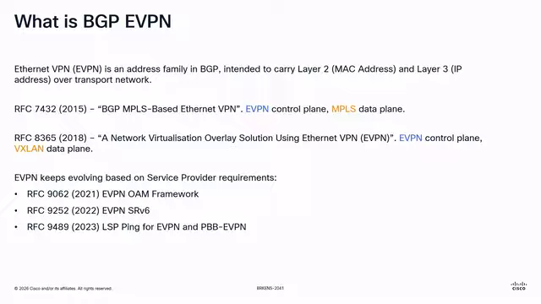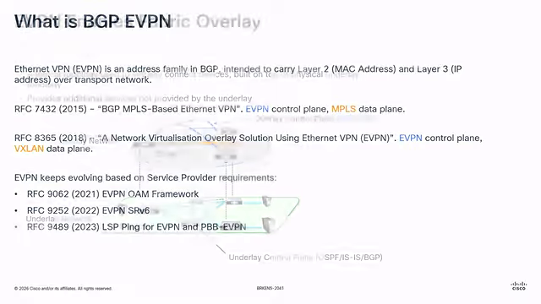I must say that EVPN keeps evolving, mostly based on service provider requirements. As you can see, the OIM framework and EVPN SRv6 are all mostly SP things. But what we have in EVPN is enough to make a campus network work fine.